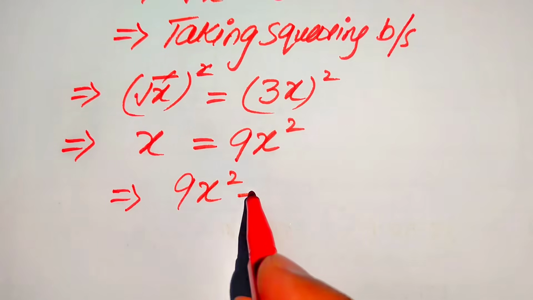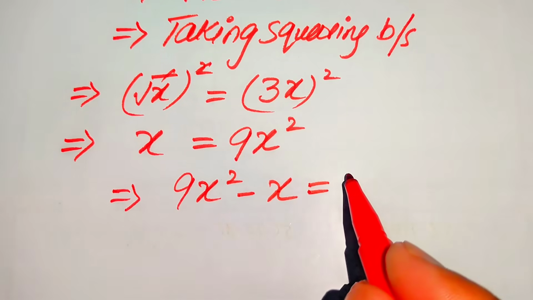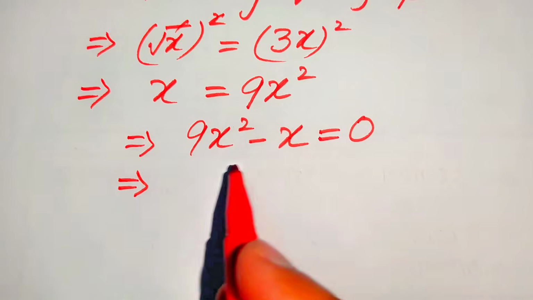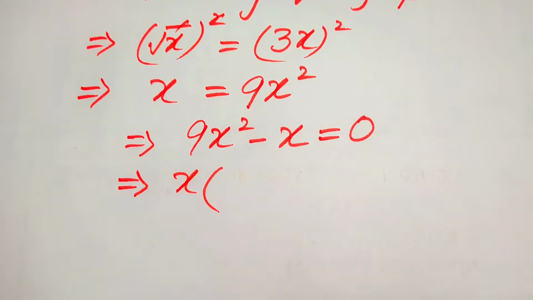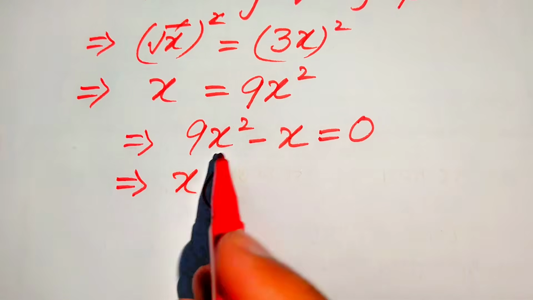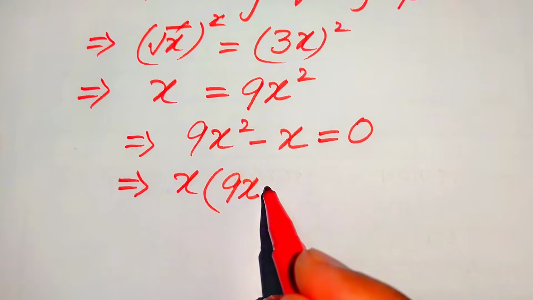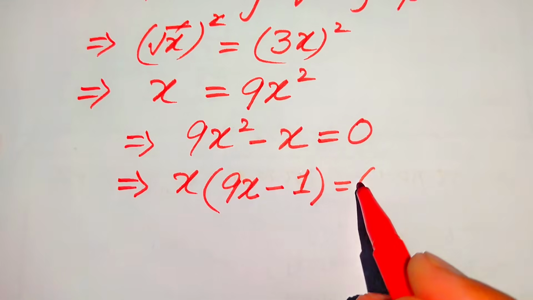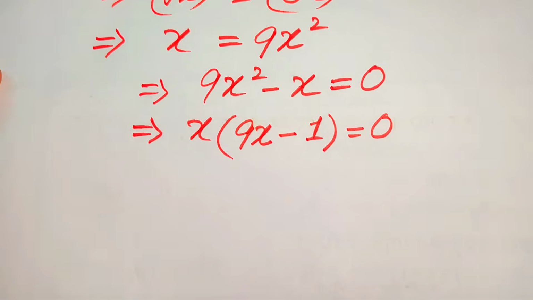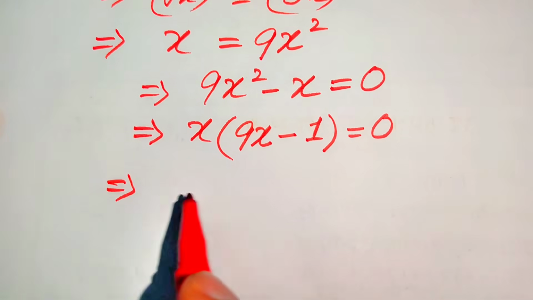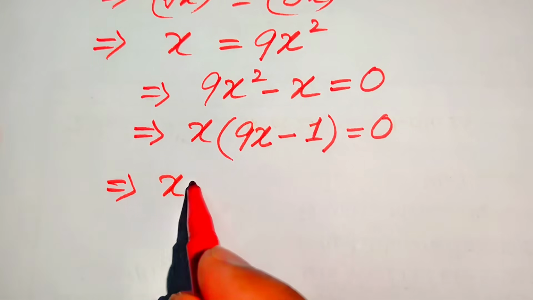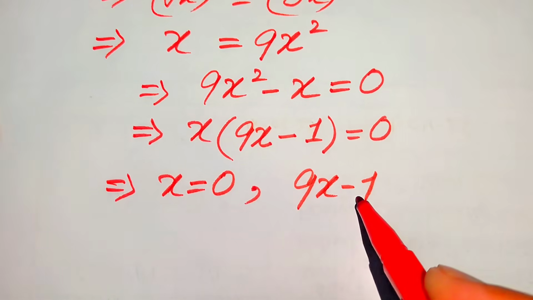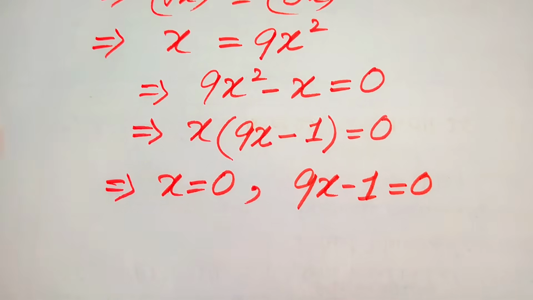This is positive x. When we move it to the right hand side, it becomes negative x, and this whole equation is equal to 0. You see here both of these terms involve x, so we take x common. When you take common x from here, we get 9 times x, and from the other term we get only 1, and this whole equation is equal to 0. Now in the next step we divide this equation into two cases. The first case is x is equal to 0, and the second case is 9x minus 1 is equal to 0.